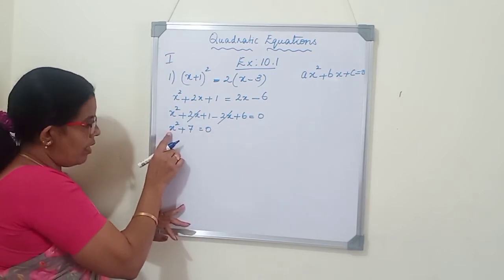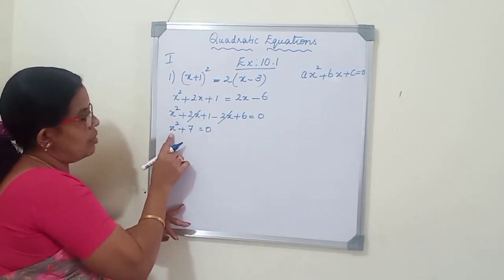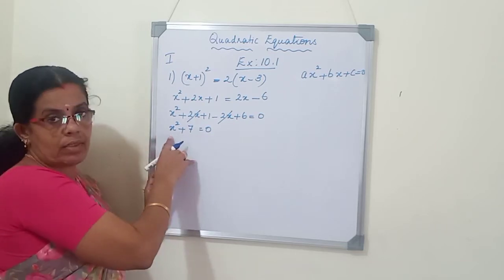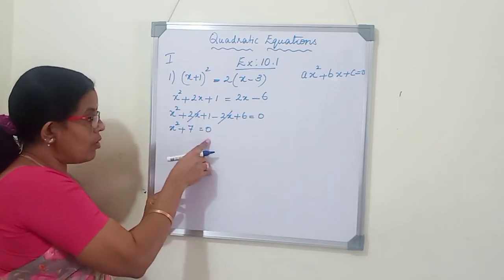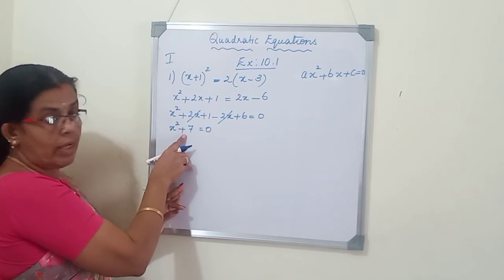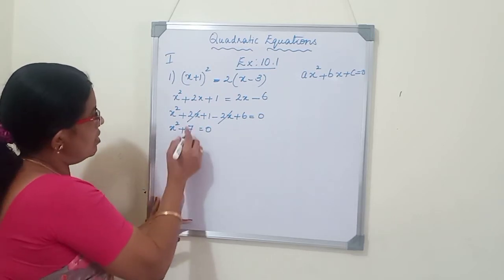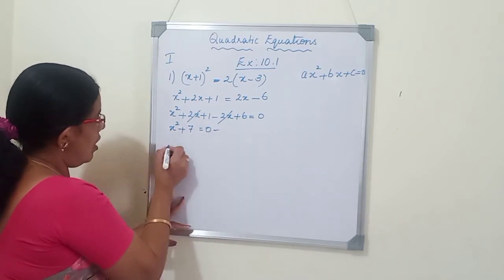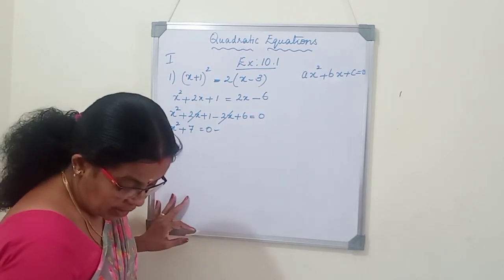So here we got x square plus 7 is equal to 0. There is a variable x and the degree is 2. So this is a quadratic equation in the standard form and it is a pure quadratic equation because the x term is not given. So this is a quadratic equation. Now we will see the third question.